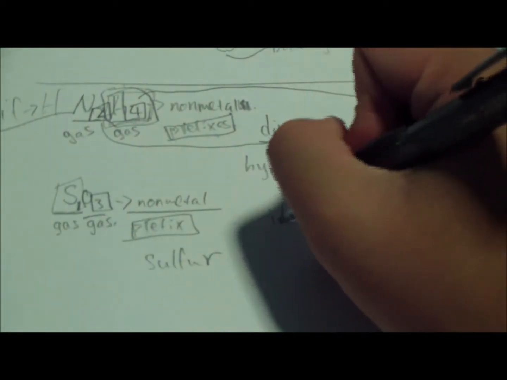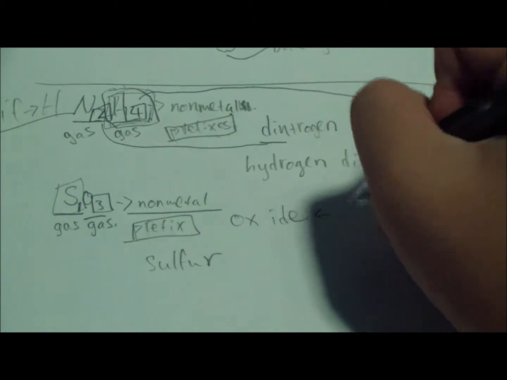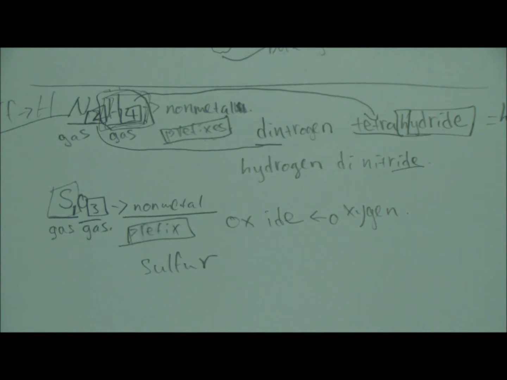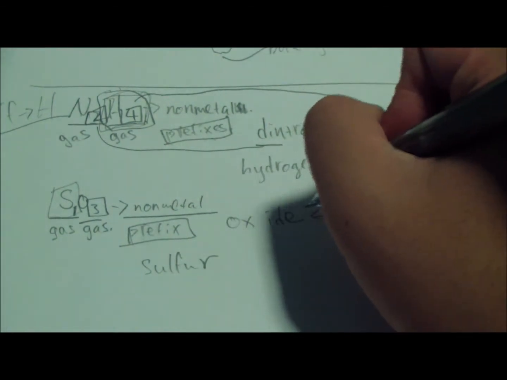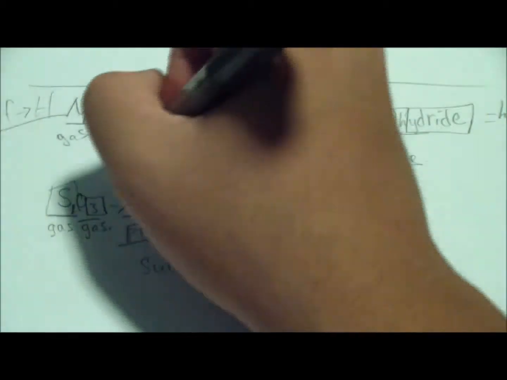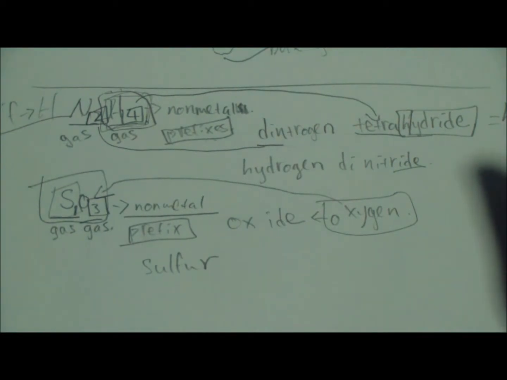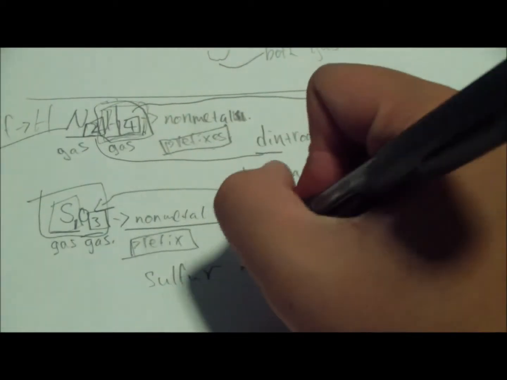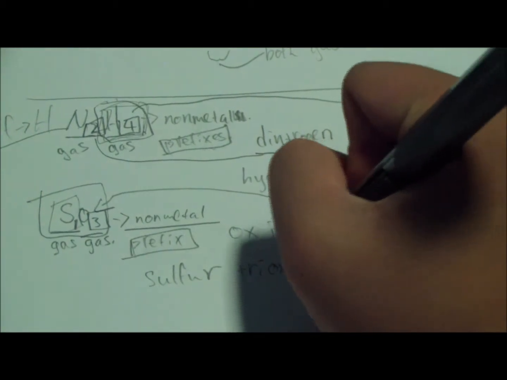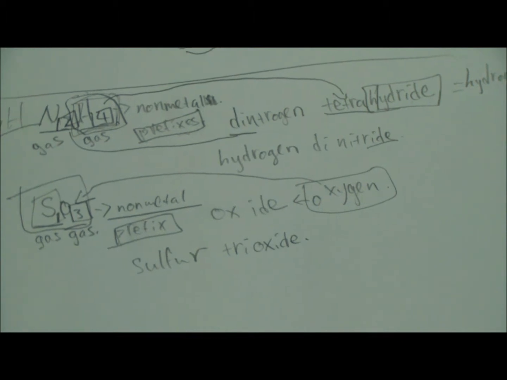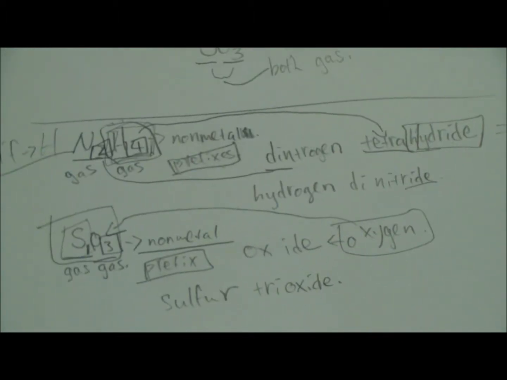Remember, IDE. Oxygen, oxide, because oxygen here is at the end of this compound. And there's a 3 in front, so it'll be trioxide. I hope you guys are getting the hang of this. Alright, let's move on.